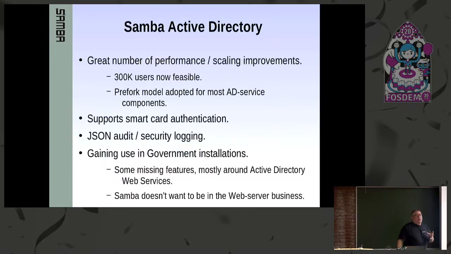A lot of work on Active Directory. That's been done by Catalyst, the Catalyst company in New Zealand. They're mostly the ones helping it. I'm really going to hurry up now. They've now got installations scaling up to 300,000 user objects. There are a lot of performance improvements gone into that. A pre-fork model. They can do smart card authentication. They have a JSON security logging module that will produce security logging in JSON parsable format. There are some large European governments that are using this. I'm not going to mention any names. They can do a separate talk of their own, and they do, actually.